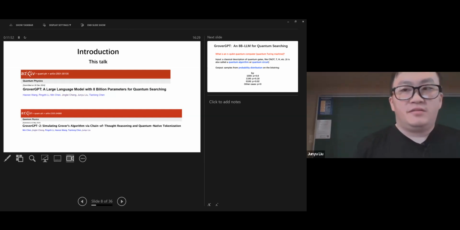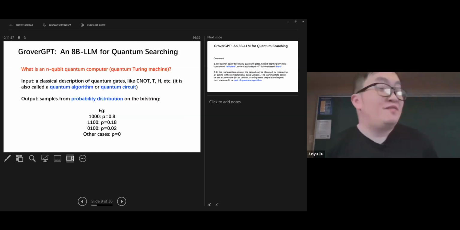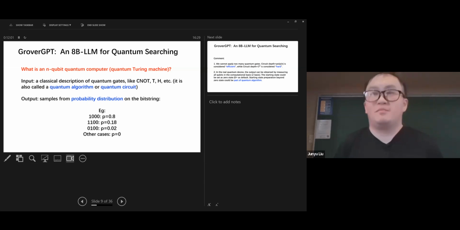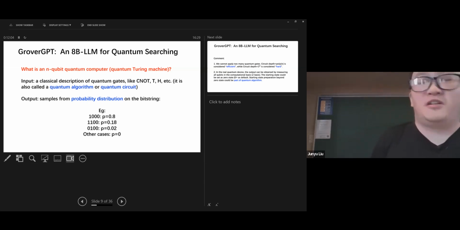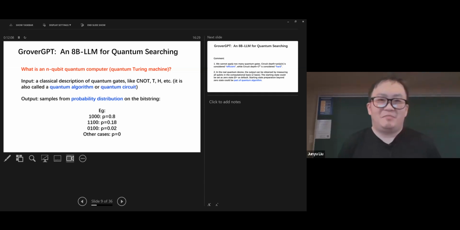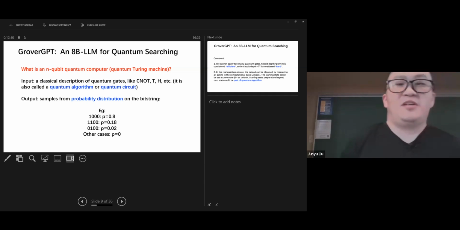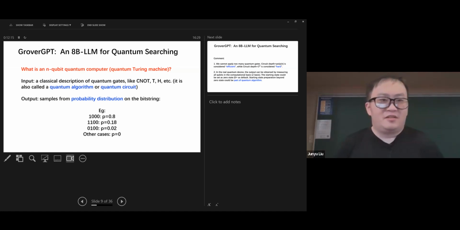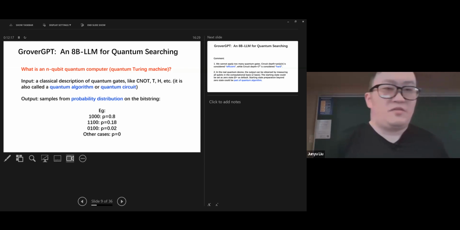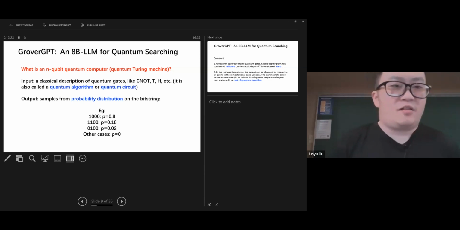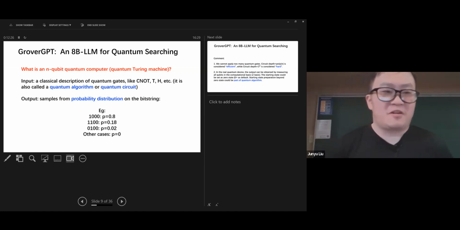Okay, so at the beginning, I will briefly introduce the definition that we use for a quantum computer or quantum Turing machine. Abstractly, from mathematics and especially linear algebra, the input and output of quantum computing is very simple. The input is a sequence of classical descriptions of quantum gates, like CNOT, T-gate, or Hadamard gate, and so on. This is usually called a quantum algorithm or a quantum circuit.